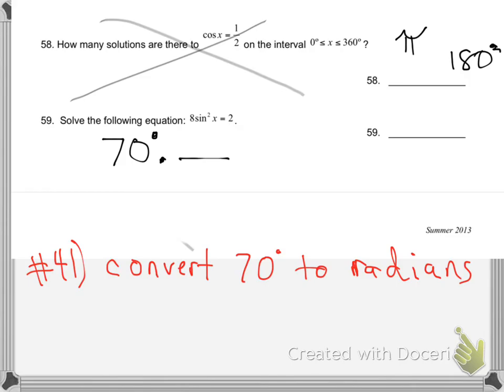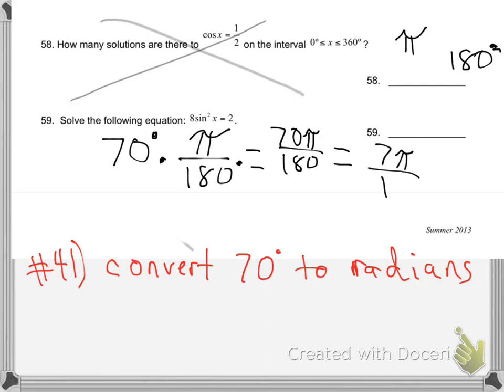Here's what I have to think of. I want to go to radians. Radians is the one with pi, so that's going to go up top. That means 180 goes on the bottom. There's lots of ways to do this. I just multiply straight across the top, so 70 pi over on the bottom, I'm left with 180. If you can reduce this on your own, go for it. If not, plug it in the calculator without pi. You'll be left with 7 pi over 18.